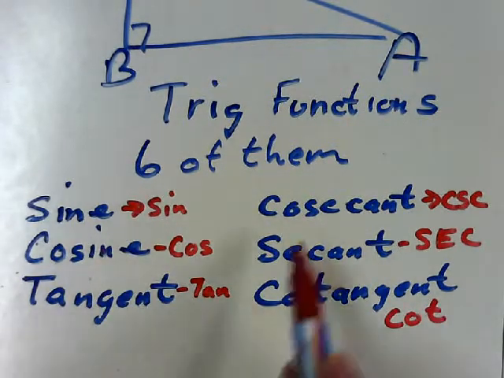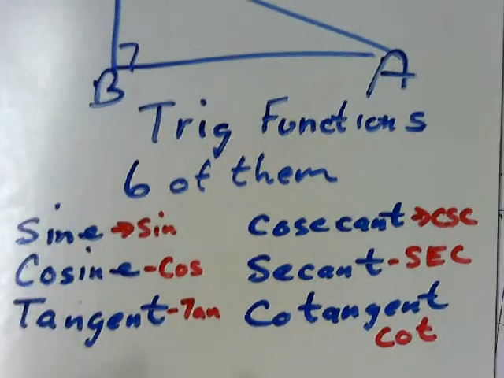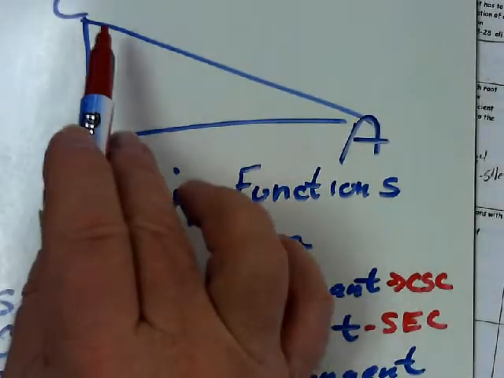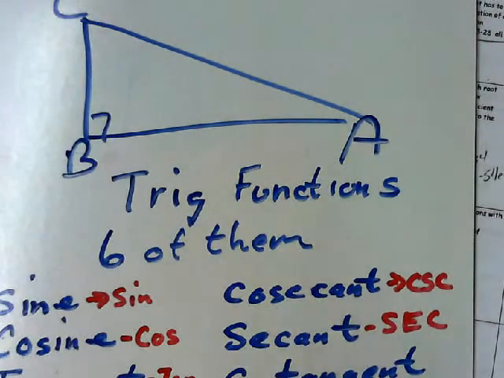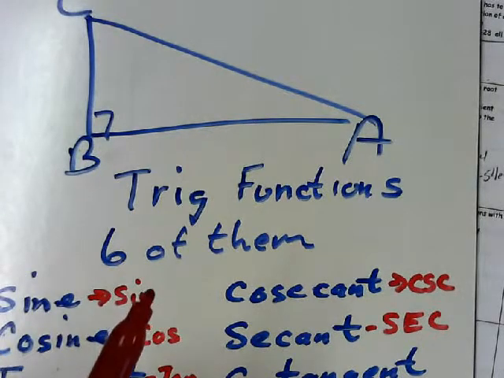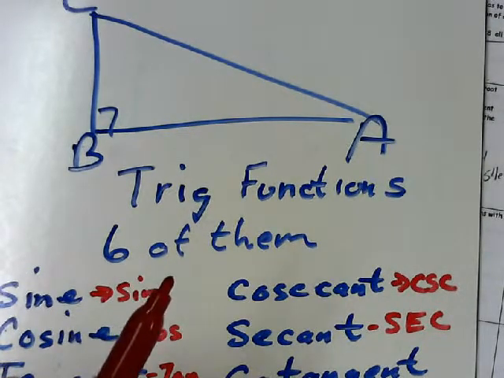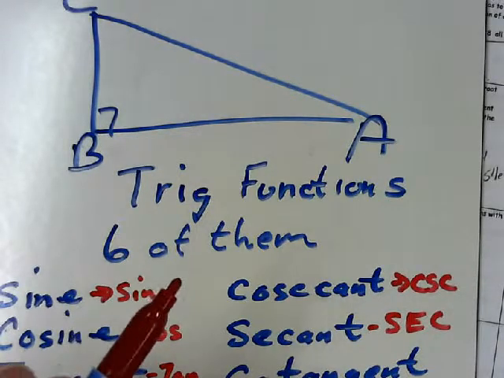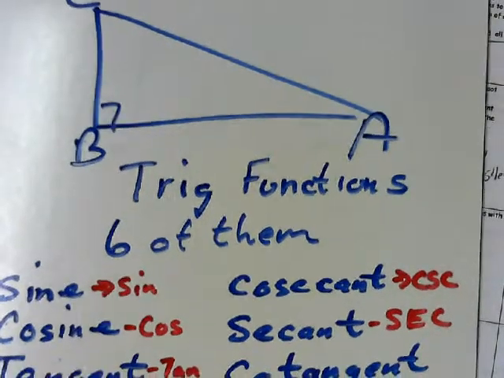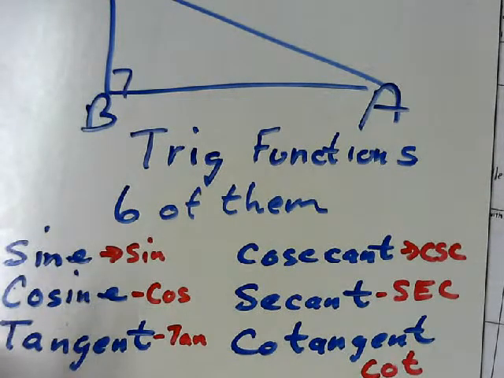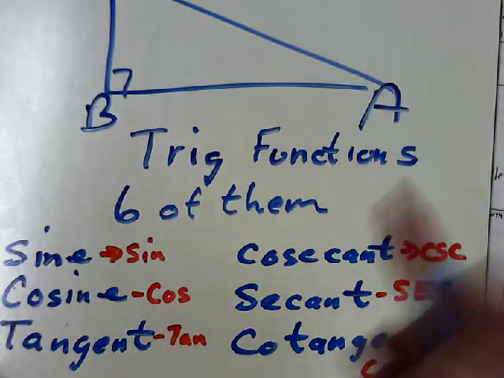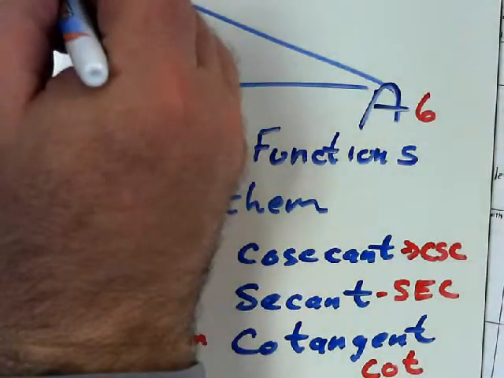These 6 definitions that are right here exist for any non-right triangle or any non-right angle in a right triangle. Sine, cosine, tangent, cosecant, secant, and cotangent, all 6 of those definitions will exist for any non-right angle in any right triangle. So there are 6 definitions here.